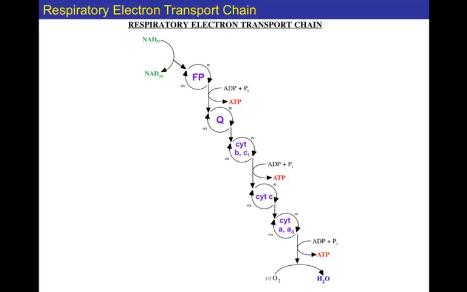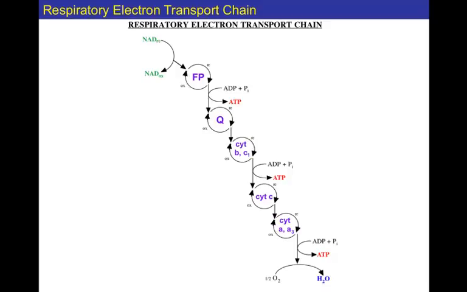All right, once you have completed the Krebs cycle, the next part of respiration is the respiratory electron transport chain. And that takes place in the inner membrane of the mitochondrion, the cristae membranes. And the molecules that do this electron transport chain are located in that position. Okay, now the reduced NAD that you make from Krebs cycle will enter the electron transport chain.